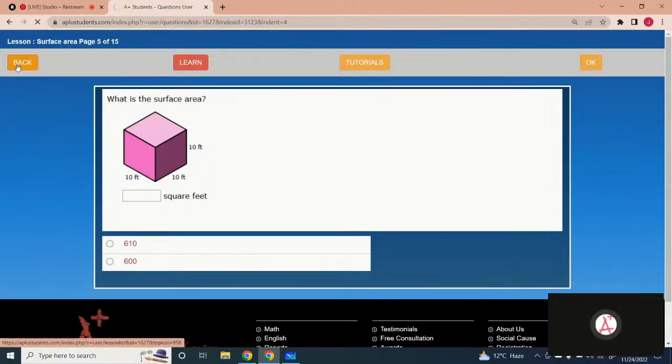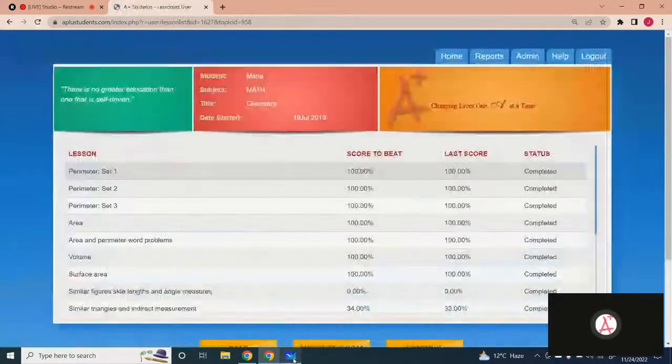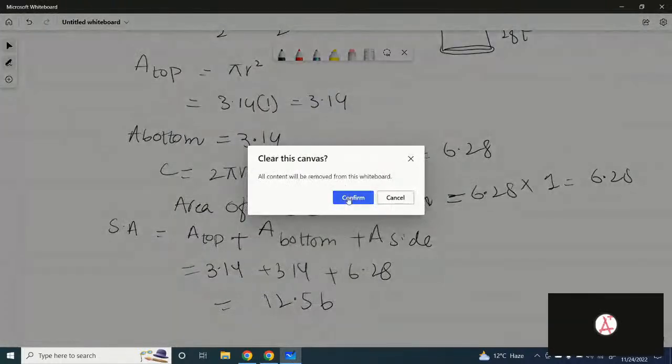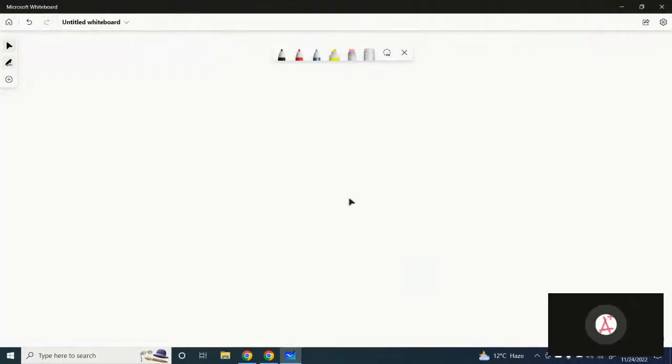The next topic is similar figures, side lengths, and angle measures. Got it? Let me write down the lesson name. The next lesson is similar figures, side lengths, and angle measures.